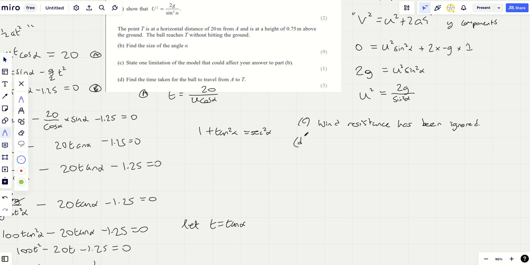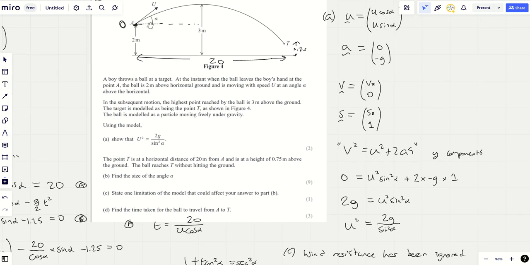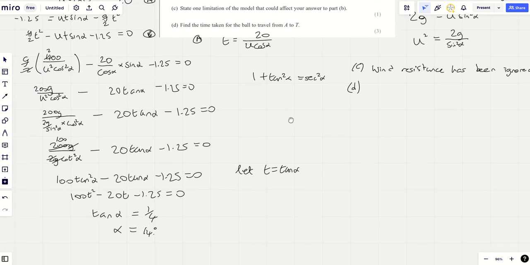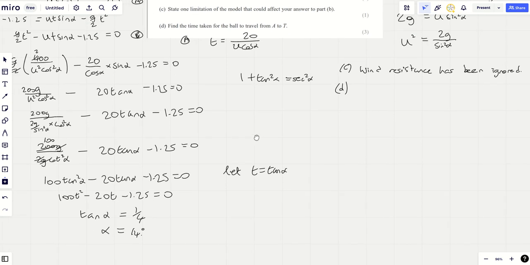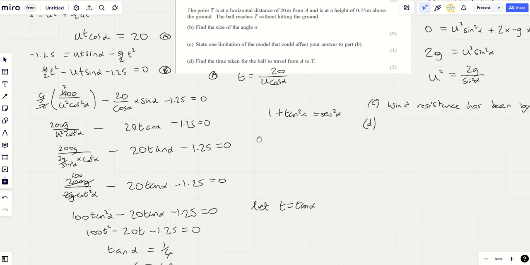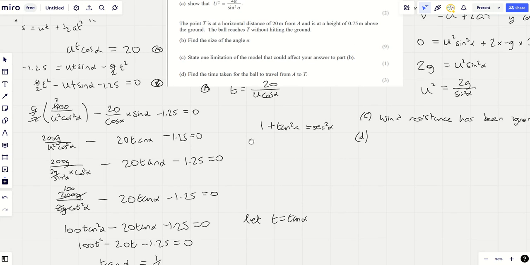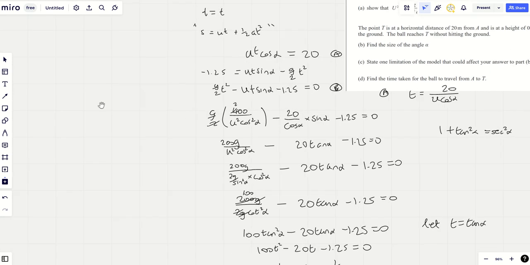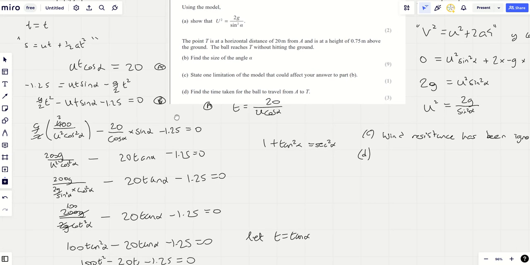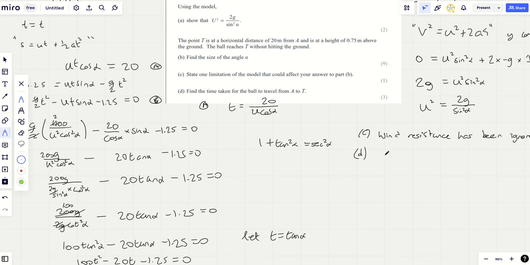And the last question, what do we got? Find the time taken for the ball to travel from A to T. So it's going from A to T. Okay, well, we've just found tan alpha. We've got to find T. Now, I think we still have this equation up here. We had G over 2 T squared minus UT sine alpha minus 1.25 equals 0.